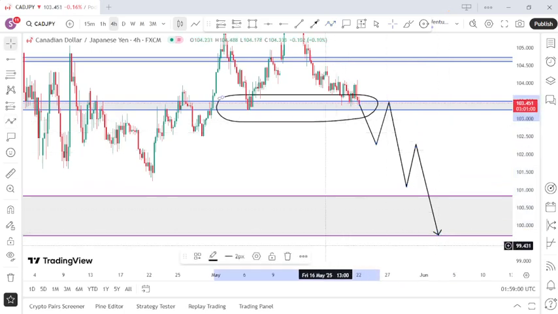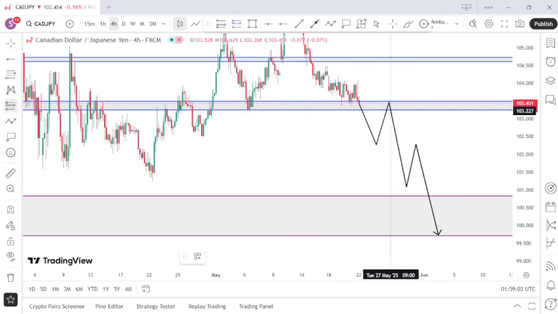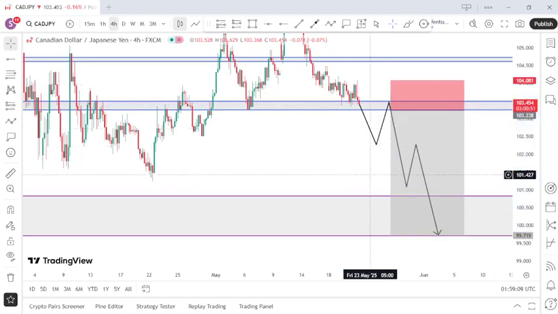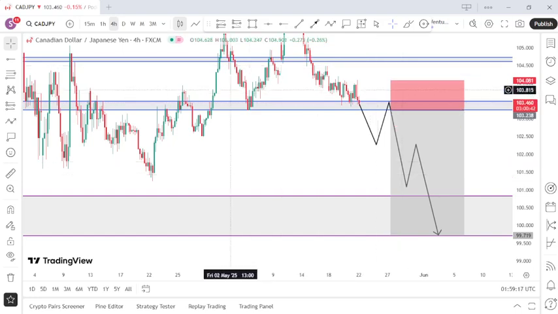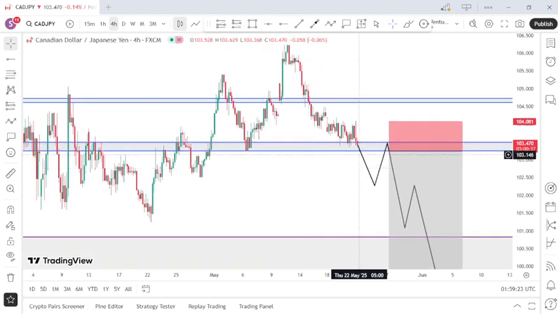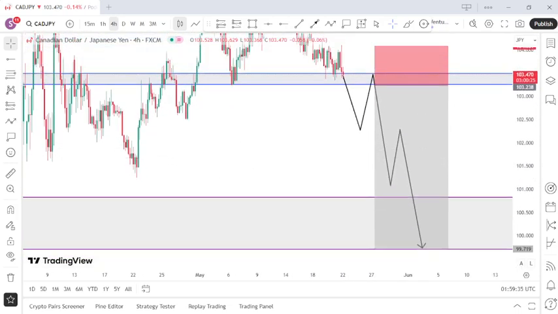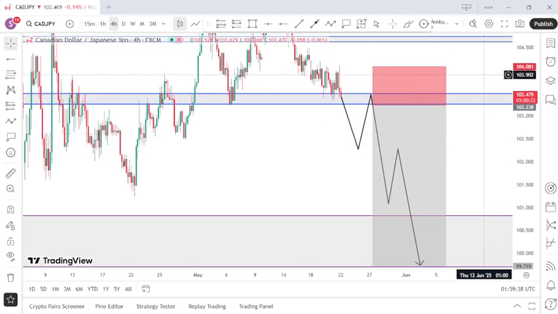So this is how you are going to pick an entry on CADJPY. After the retest, wait for a confirmation, then we pick our sell all the way to the downside on CADJPY. Because this 4-hour support is very strong, there's a possibility that price will see buying pressure from here and push to the upside. We don't know yet. So for us to be safe, we have to wait for price to break out of that zone before we pick an entry on CADJPY. So yeah, that's it on CADJPY.